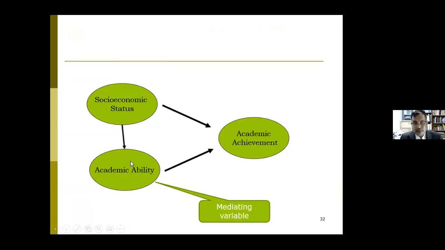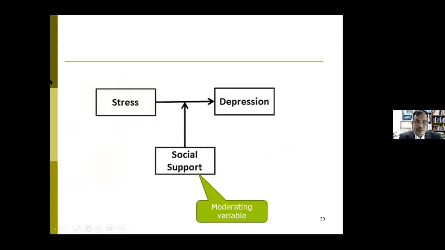This is called a mediating variable. Socioeconomic status and academic achievement may not have a direct relation, or the relation could be very weak. But socioeconomic status influences academic achievement through another variable, academic ability. If that is the case, then academic ability will be called a mediating variable. Another example is stress. Stress influences depression, which means they are related. And in this case, there could be one moderating variable, social support. If there is a good amount of social support, then the relation can be weak.